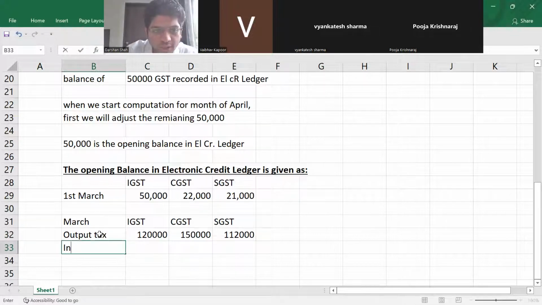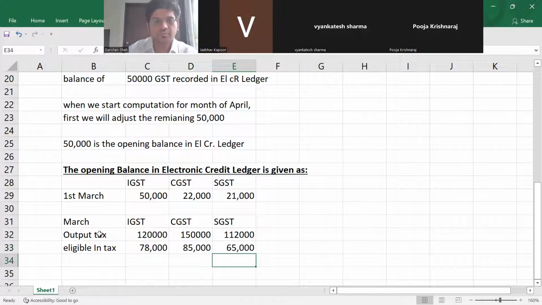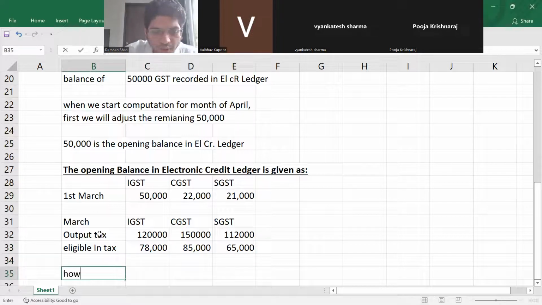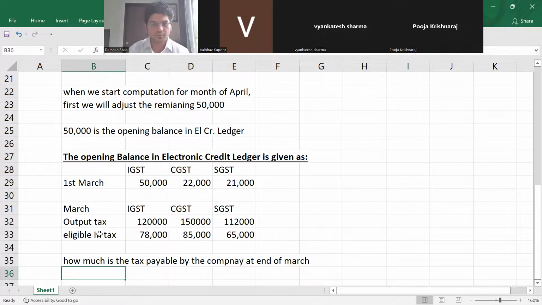And my actual eligible input tax also they have given. Eligible input tax is given as, let us say, 78,000, then 85,000, and let us take this as, let us say, 65,000. Now I want to know how much is the tax payable by the company at the end of March?